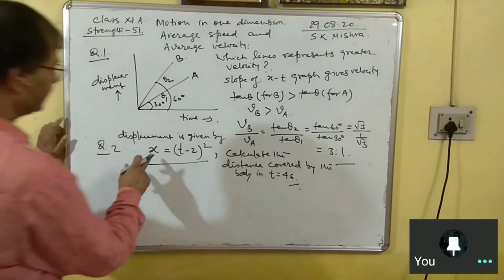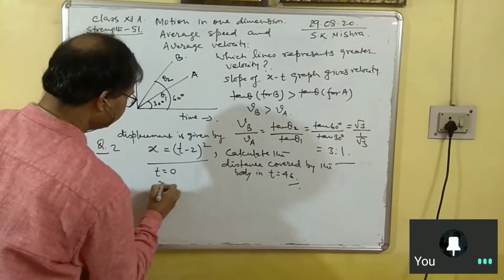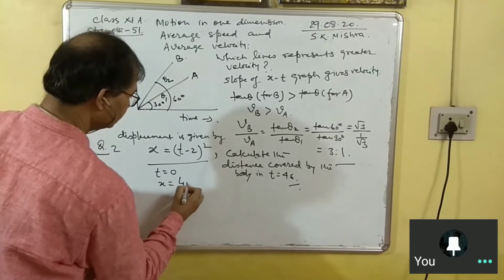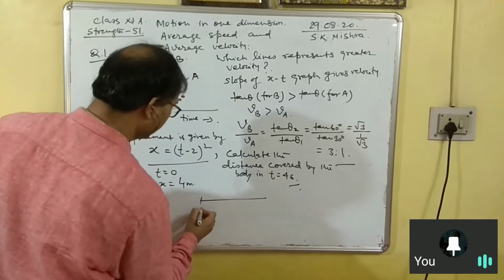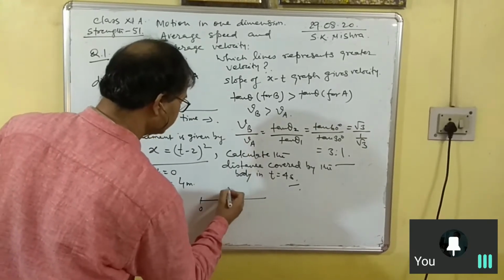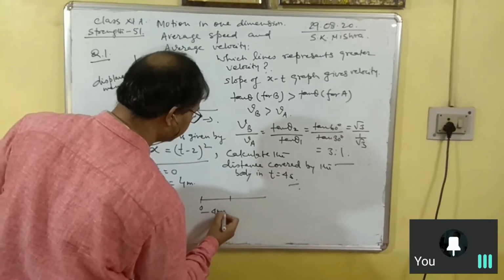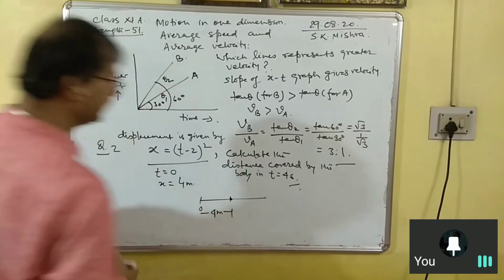So at t is equal to 0, x is what? 2 square, that is 4 meter. So suppose this is the origin. At t is equal to 0, the particle is at a distance of 4 meter from the origin. The particle is at point A, suppose.